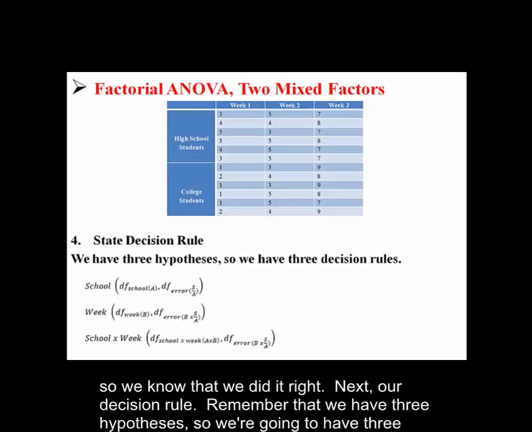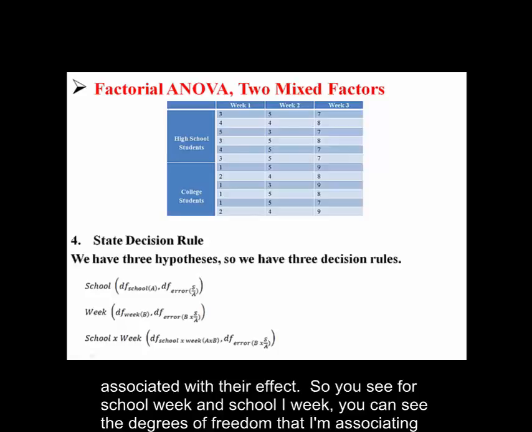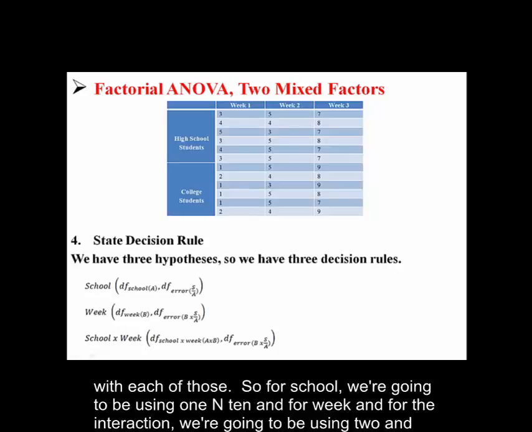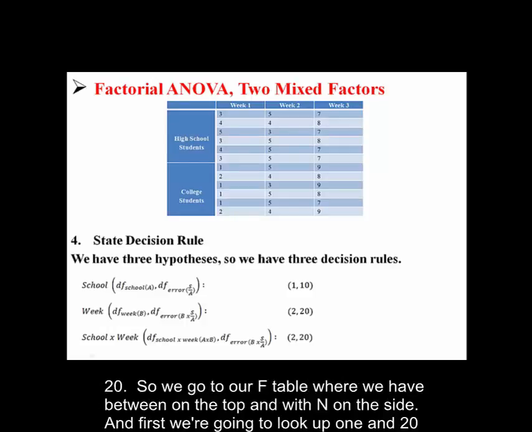Next, our decision rule. Remember that we have 3 hypotheses, so we're going to have 3 decision rules. In order to find these, we're going to use the degrees of freedom for our effect and the degrees of freedom for the error associated with their effect. So you see for school, week, and school by week, you can see the degrees of freedom that I am associating with each of those. So for school, we're going to be using 1 and 10, and for week and for the interaction, we're going to be using 2 and 20.